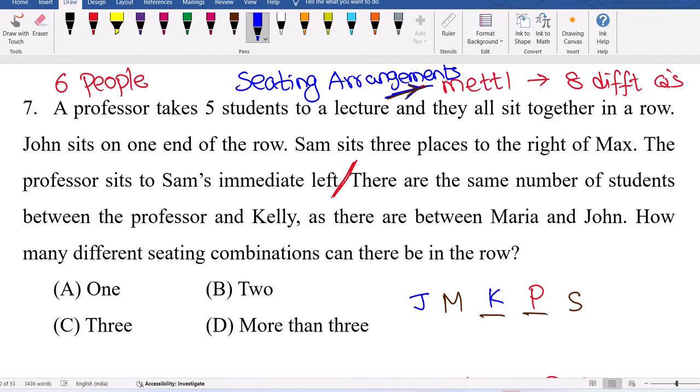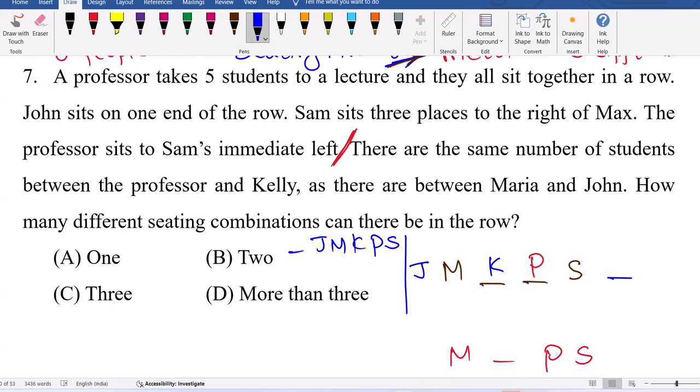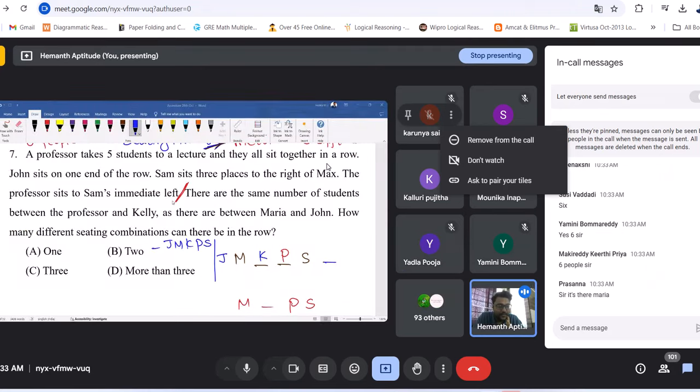Considering that candidate, this slot that candidate may take, or this slot, left end or right end. I think you people can agree there are 6 people. You just tell me, is it a 6-person or 5-person arrangement? Read that first line: a professor takes 5 students to a lecture. That is required. It's not about getting option A, option B; there are more than 3 options also. Do you agree there are 6 people or not?